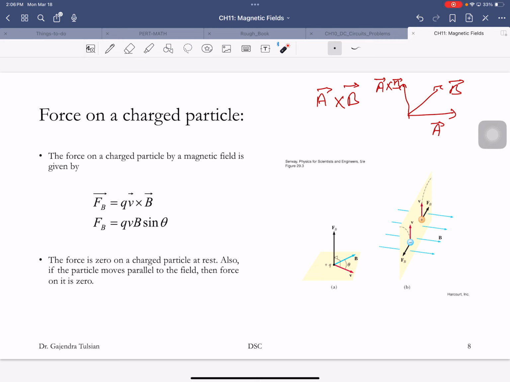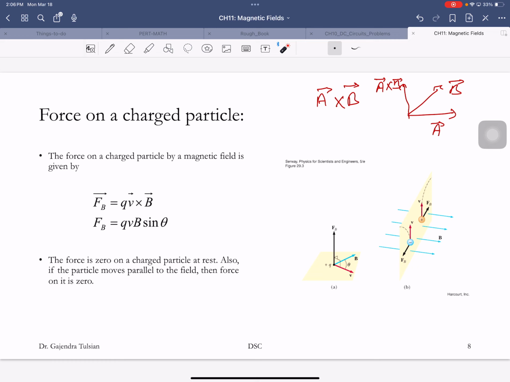This law? Okay, again, now I'm going to show it to you with my hand. Use your right hand, point your fingers in the direction of the velocity vector, and then turn toward the magnetic field vector. And your thumb is pointing in the direction of the force. No, you got to use your right hand. So start off pointing in the direction of the velocity vector, turn toward the magnetic field, and your thumb points in the direction of the force.